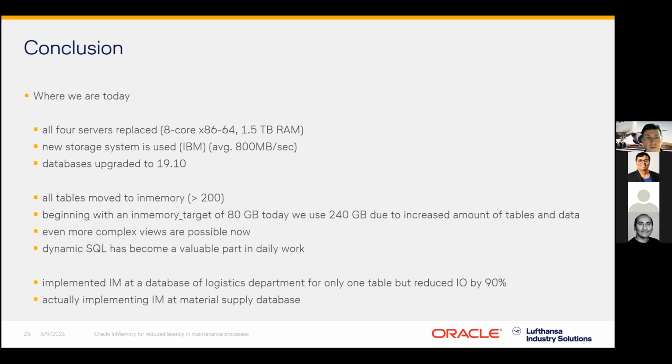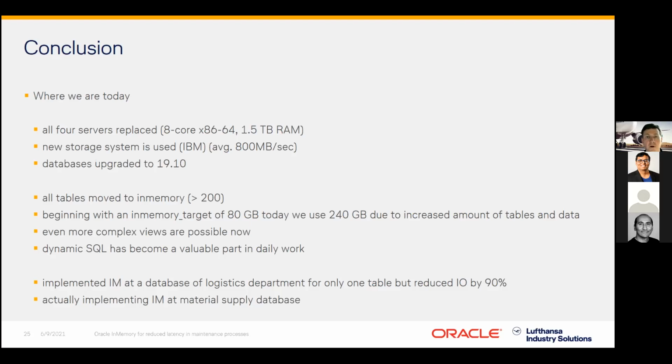What changed until today? Well, a lot. We replaced all 4 servers of our cluster by ones that are more powerful and with a lot more memory. A new SAN storage system was established, which allows faster access. And finally, the databases have been upgraded to version 19.10. Concerning the tracking DB, we moved all tables to in-memory by the time. That means we actually keep more than 200 tables in memory.